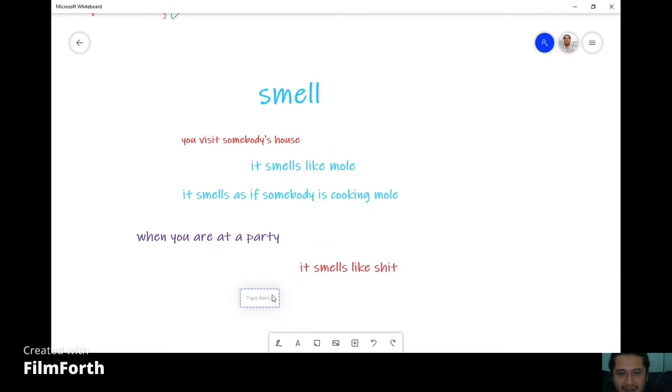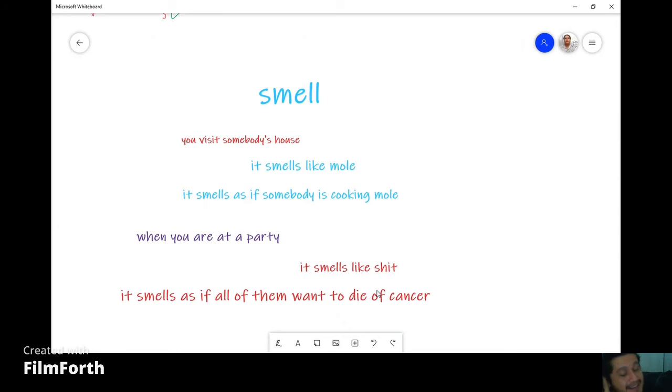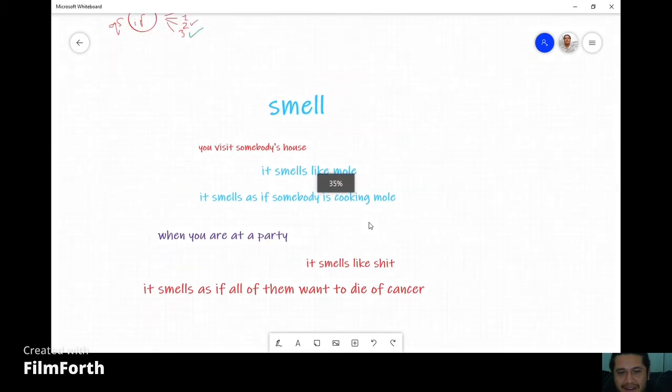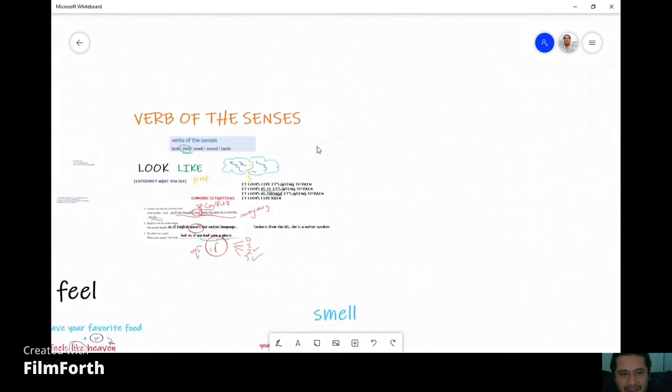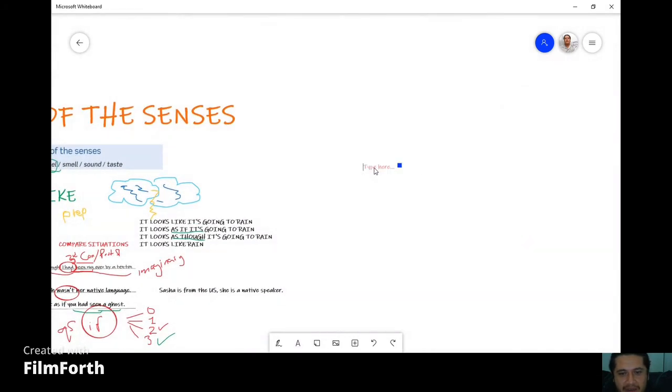And you can use another one. You can say it smells as if all of them want to die of cancer. No, because you know they smoke a lot. So that is the situation. Okay, you can compare different situations using this. Now you can go with sound. Now, if we focus on sound, we hear sound.